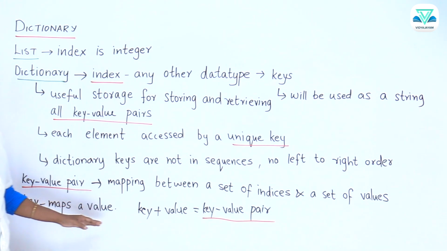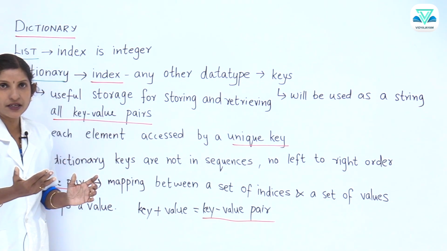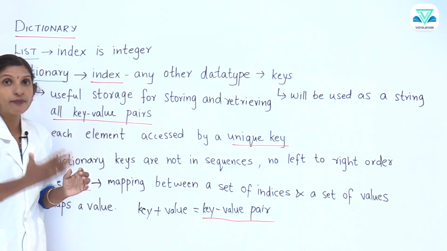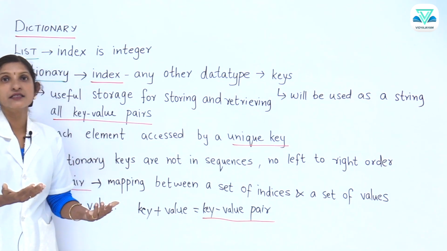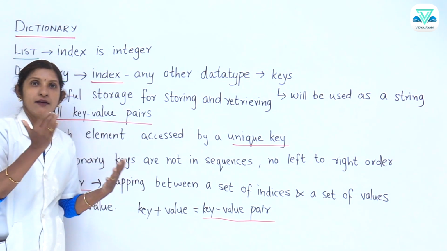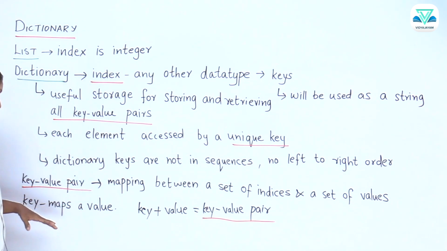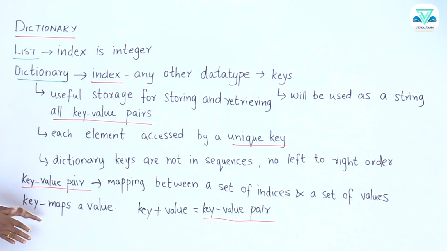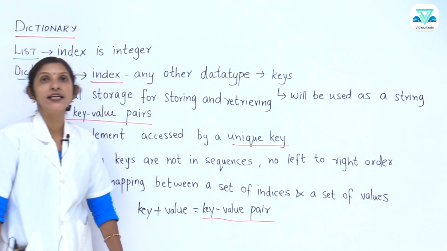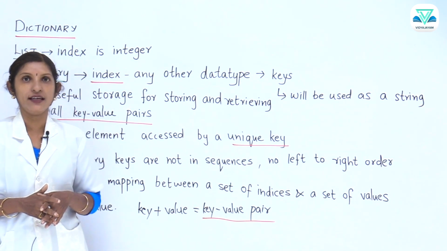Each key maps a value. When we store roll number 1, there will be a person like roll number 1 Abhilash. So Abhilash is a value which is always referring to the key 1. Likewise we have a key as well as a value. This key and value together we call a key value pair. Key is always mapping a value. Key plus value is the key value pair. So this key value pair is the important thing when we talk about a dictionary.